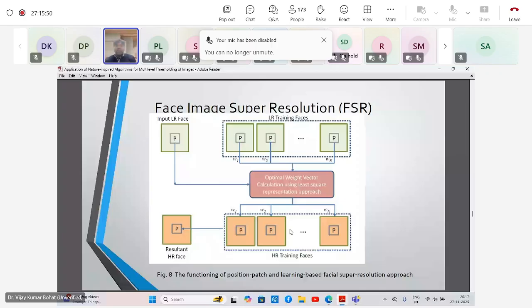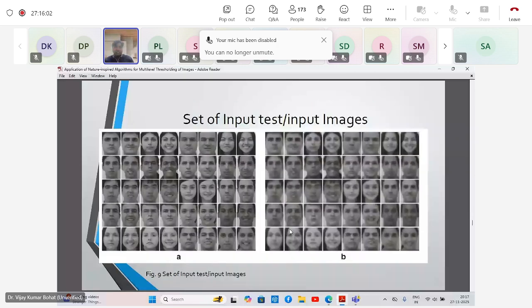One of the research that I've done, I've utilized these algorithms in face image super resolution. I will discuss what face image super resolution is with an example. Like in this image, on the left hand side, we have the facial images of the person in high quality. And on the right hand side, we have the facial images of the same person, but with low quality.